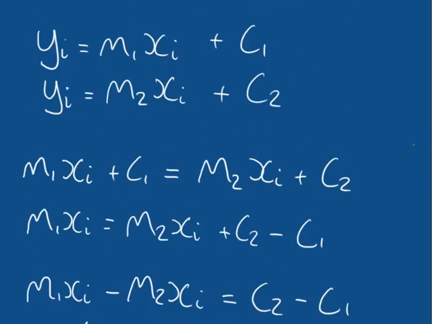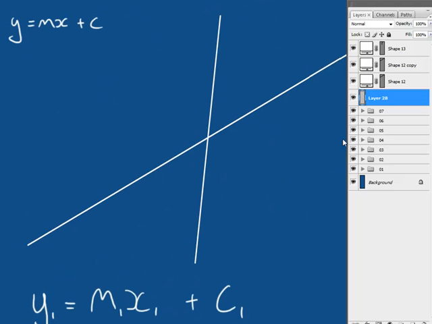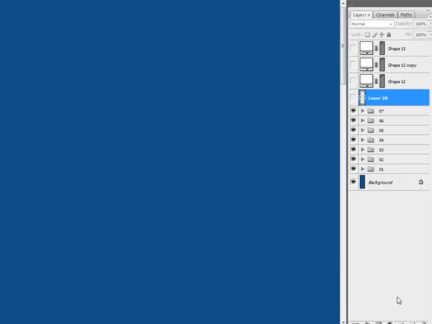I'm running out of whiteboard space, so I think the best thing for us to do is to bring up a brand new layer. And I'm going to use the example where we have one line that is y is equal to 4x plus 6, and the other line is y is equal to 3x minus 2.